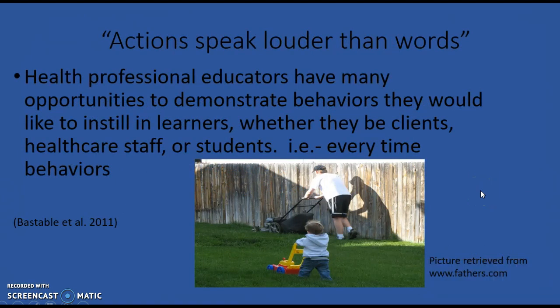Actions speak louder than words. Health professional educators have many opportunities to demonstrate behaviors they would like to instill in learners, whether they be clients, healthcare staff, or students. These are what I consider every-time behaviors.